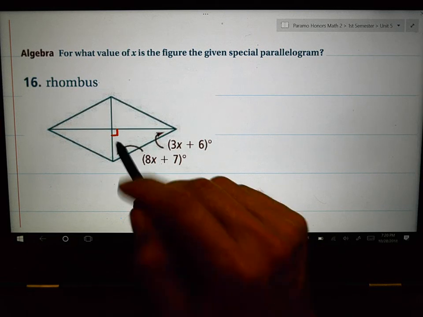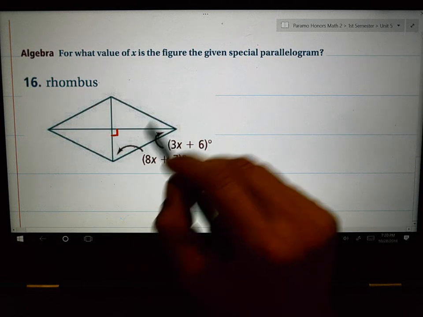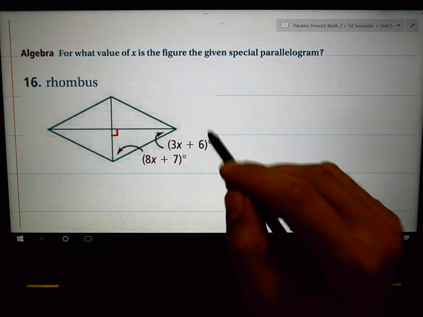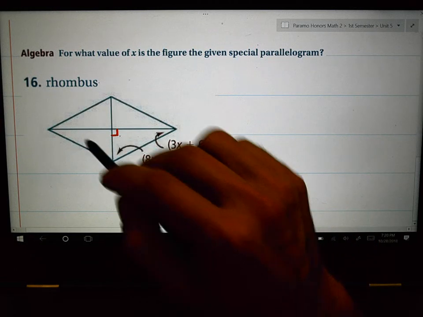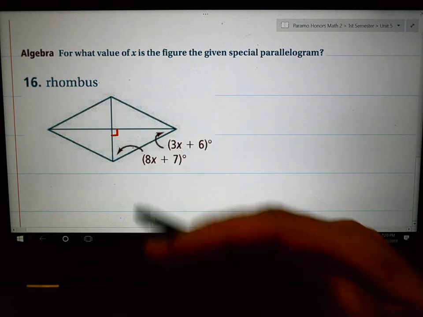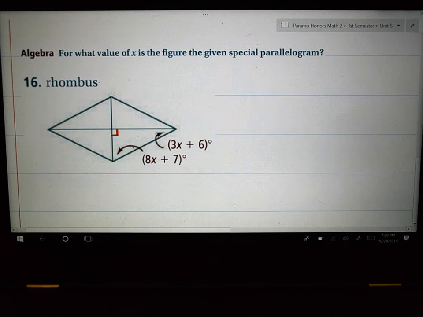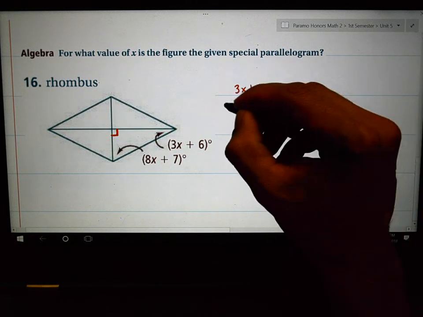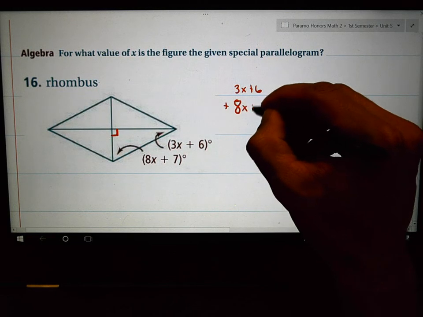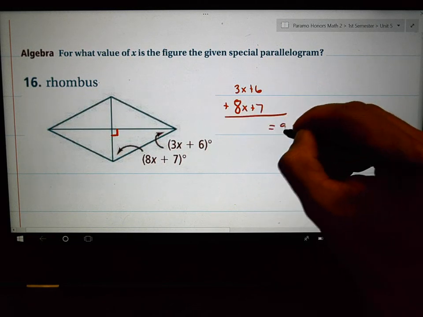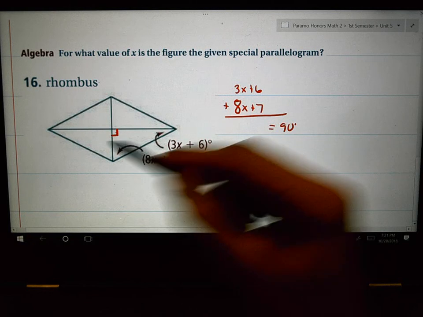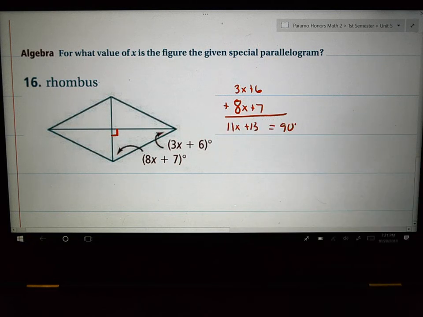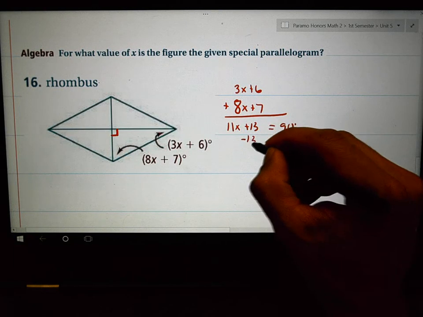And now, if that's 90 degrees, then these two, if it's going to be a rhombus, need to add to 90 degrees as well, because this plus that should add to 180. That means these two are complementary. That will be the shortest way to do it. I'm going to put 3x plus 6 plus the 8x plus 7 should have a total of 90 degrees, because with that 90 would make 180. Let's put that together. 11x plus 13. I'll subtract the 13.